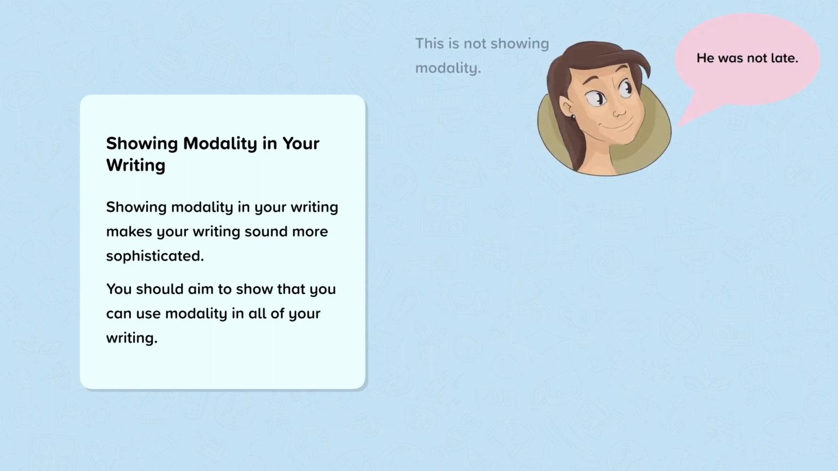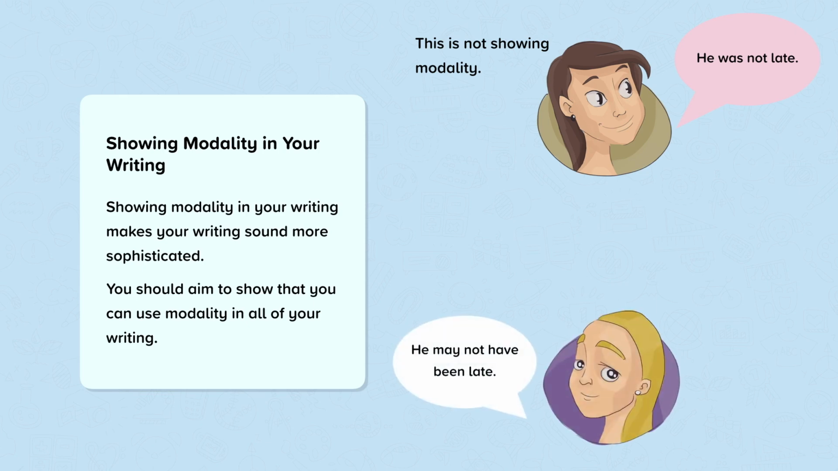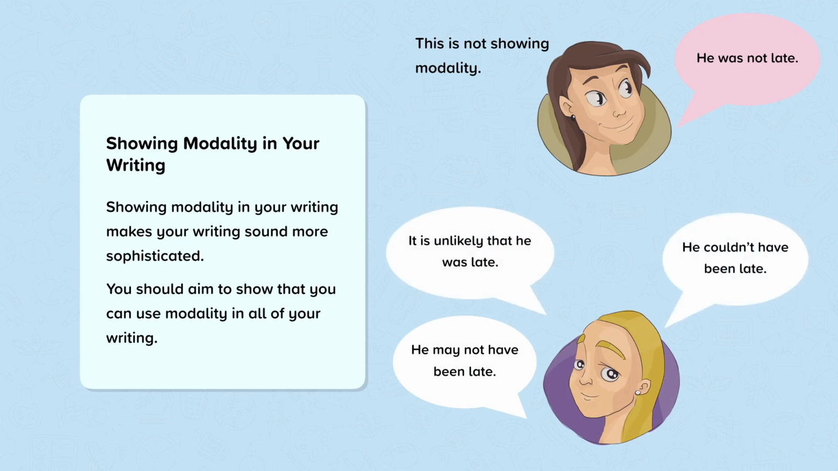For example, he was not late. This is not showing modality. You could say, he may not have been late. It is unlikely that he was late, or he couldn't have been late.